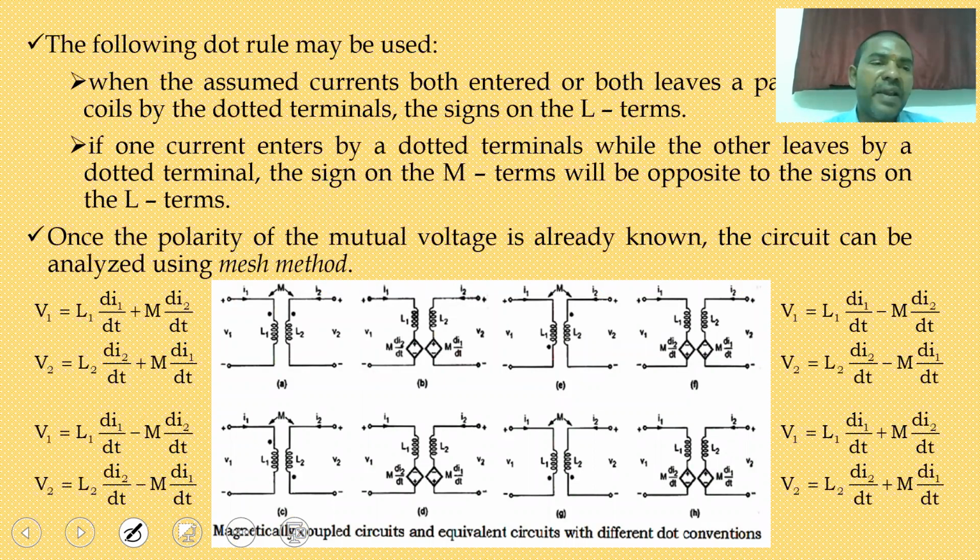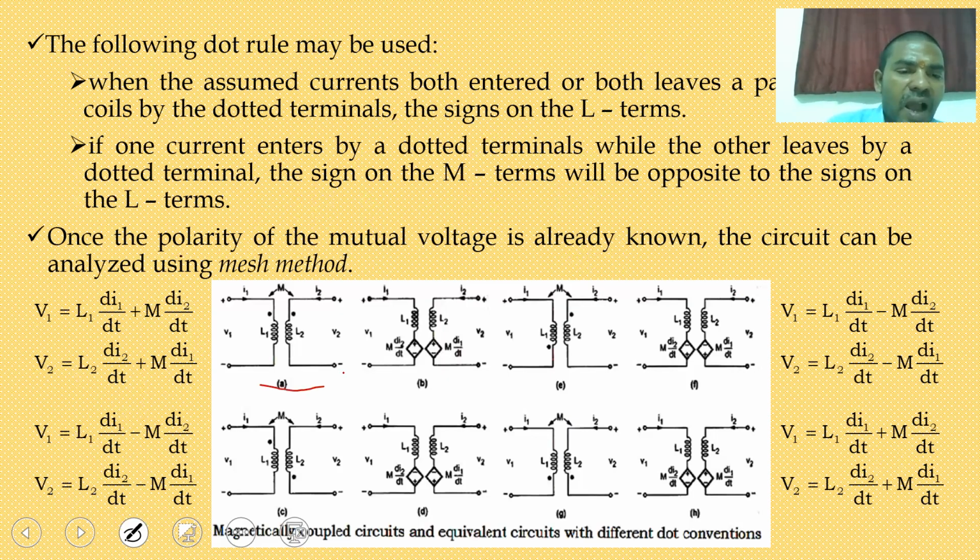So the main concept of dot rules will be in such a way that if both dots are at the top and both currents are entering, that is, starting dots, then that mutual inductance is a positive mutual inductance. If one is an entering current and one is a leaving current, then the mutual inductance must be a negative sign. So to understand this, let us take the first example.